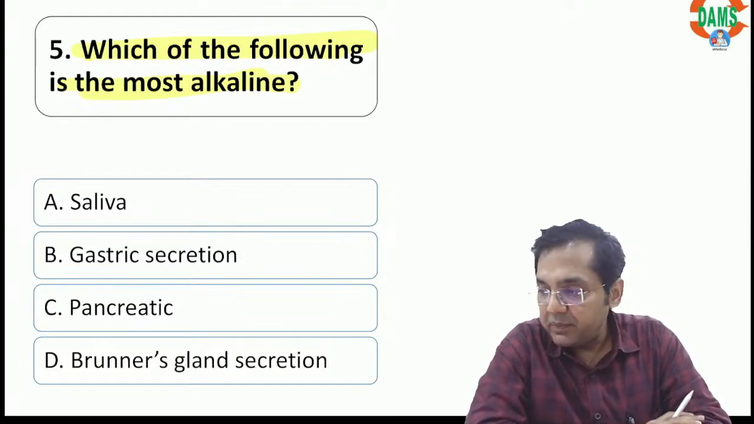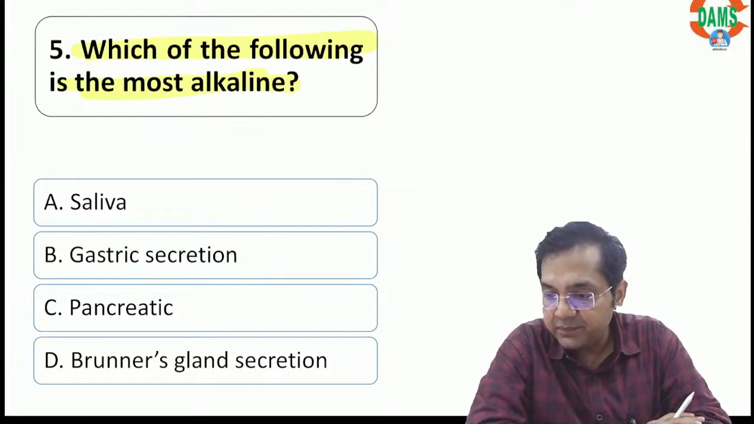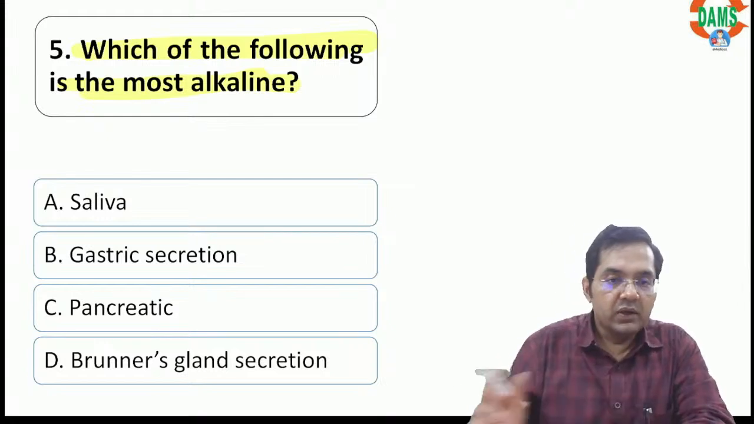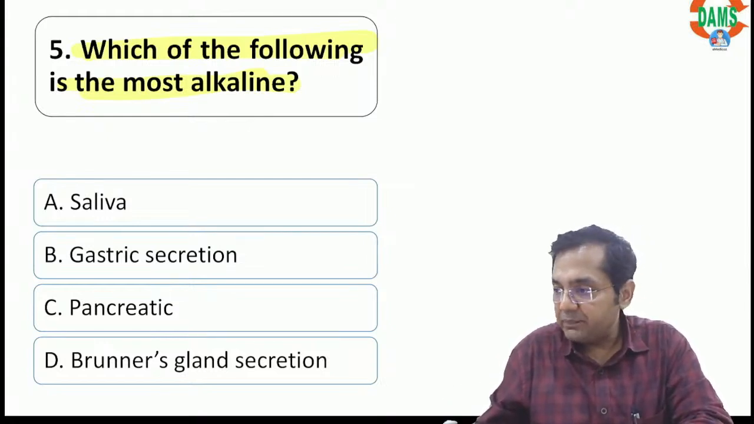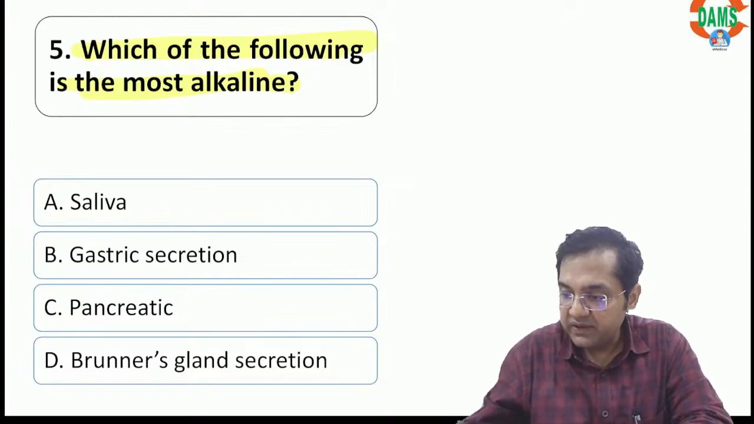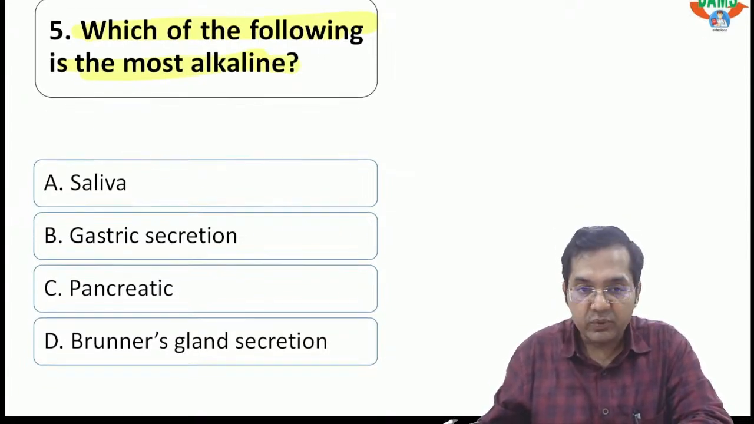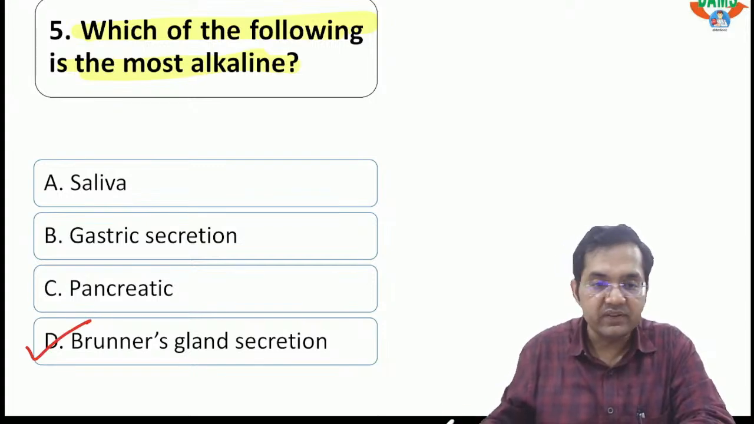For PG preparation, 15 to 20 questions are coming in INI-CT, and 7 to 10 questions in NEET PG, right? Which of the following is the most alkaline? Somebody has given me the answer, pancreas, Aurora, but please see, that is why I have given this question here. It is actually the Brunner's gland.